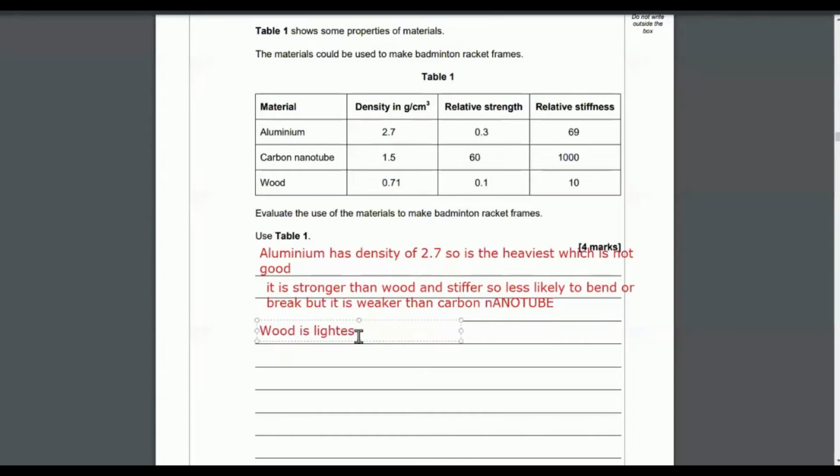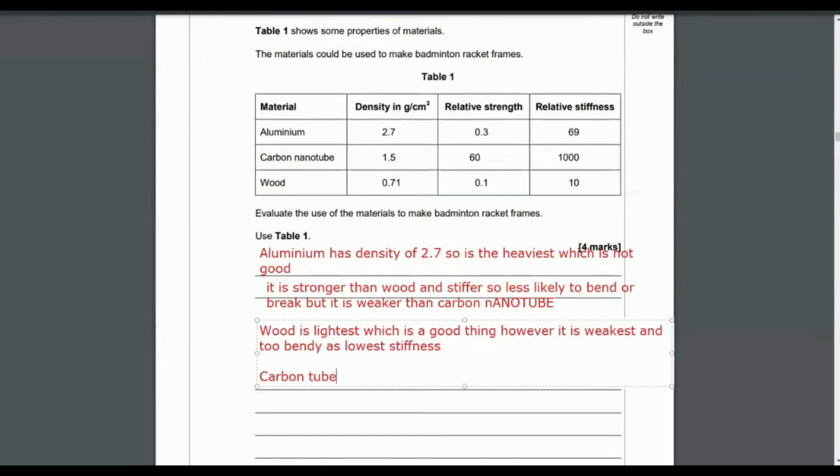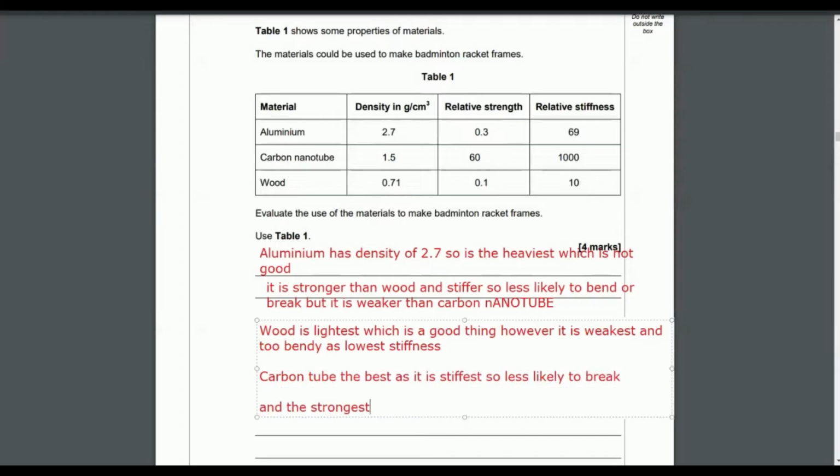Wood is the lightest, so that's going to be a good thing because you're going to be able to hold it for longer. It won't be as tiring on your muscles, so you can hold it for longer. However, it's also the weakest. Look at its relative strength. It's more likely to snap in a game. So again, that's not so good. Carbon nanotube, I would say, has the best stiffness. You can see that it's got a 1000 stiffness, so that means it's less likely to break.